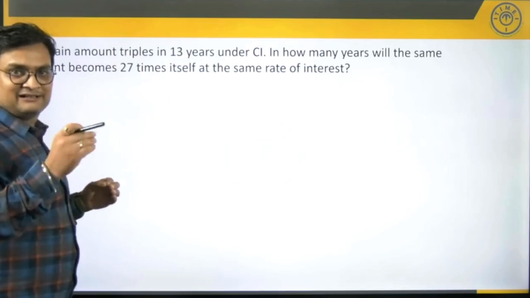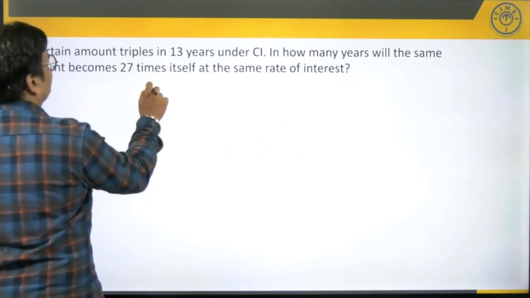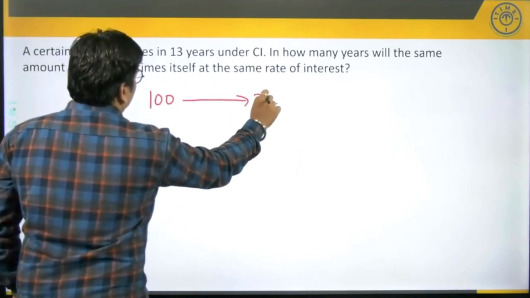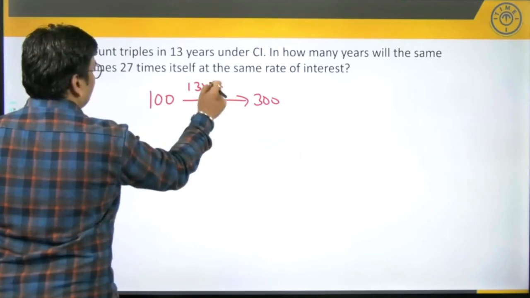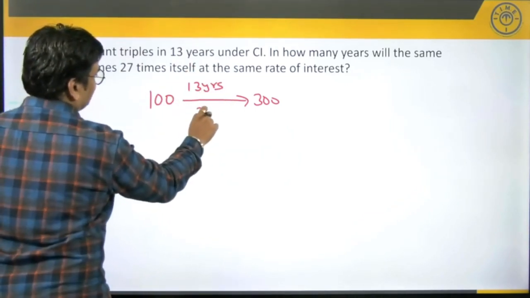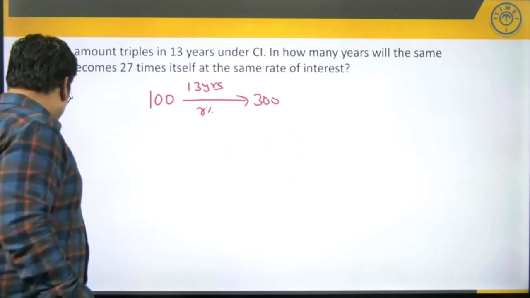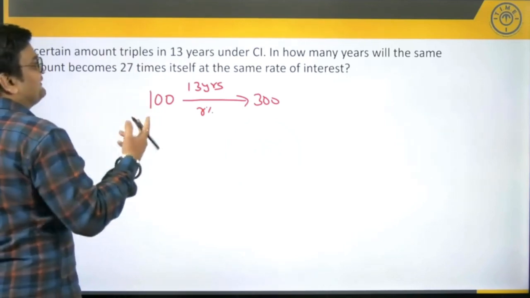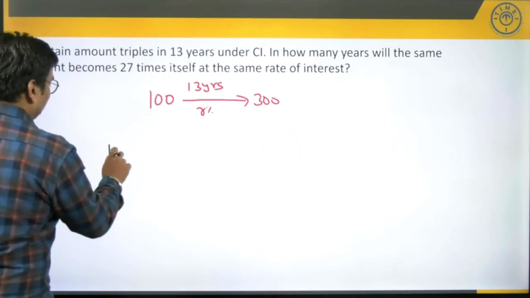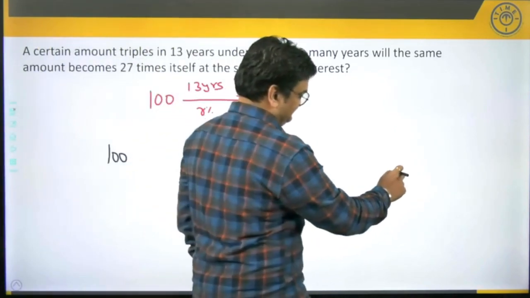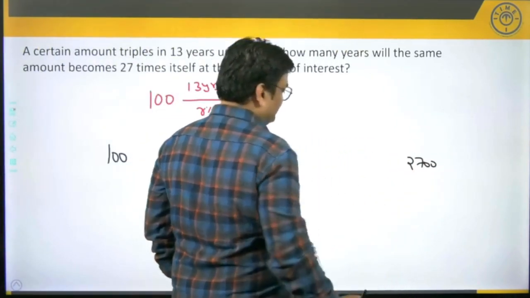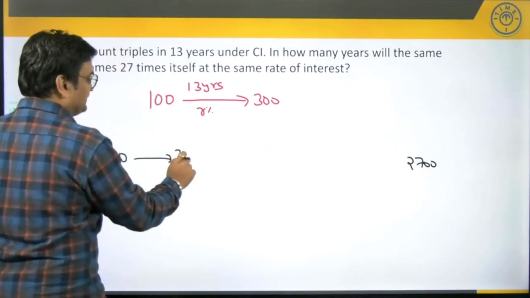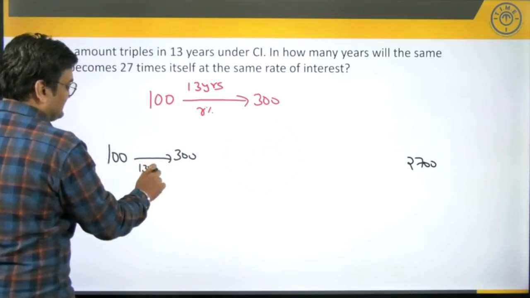So with this light understanding, if I look at the question, a certain amount triples, so if I take the certain amount as 100, it became 300 in 13 years. We don't know what the rate of interest is, right? Say R%. In how many years will the same amount become 27 times itself? So 100 should become 2700. So how many years is it going to take? The way to look at it is, we know from above that 100 is going to become tripled in 13 years. This is given to us.